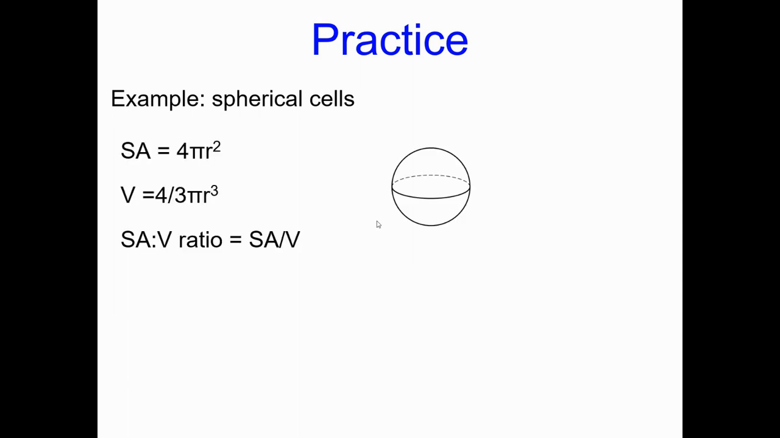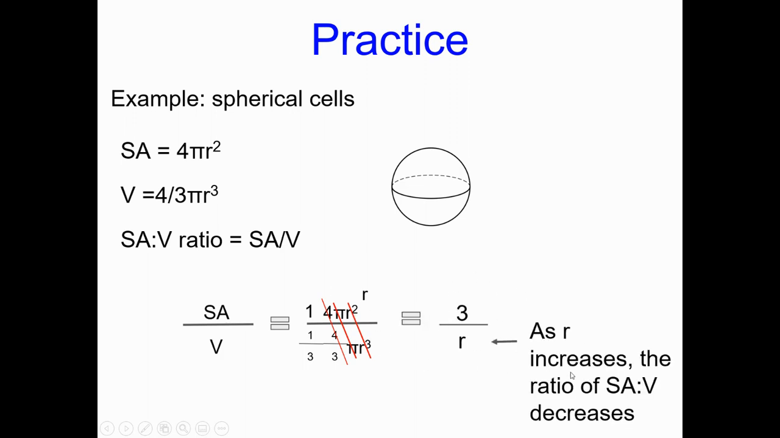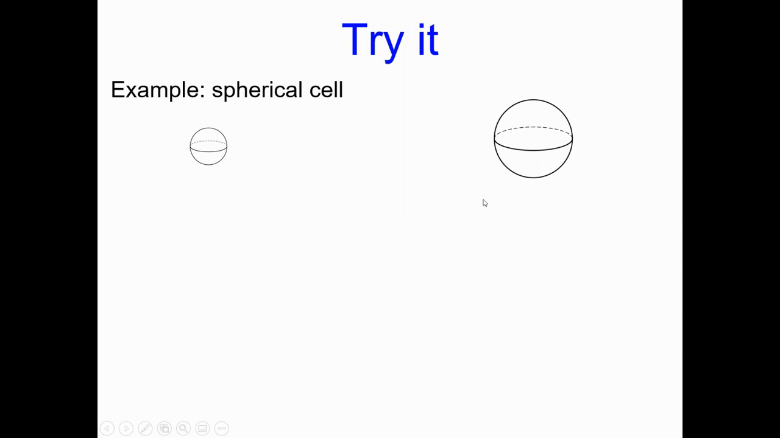And this is going to be the same thing for spherical cells. I won't go through all this dimensional analysis, but if you put the formulas for surface area and volume together, you can simplify these. 4 gets knocked out, so we end up with 1 and then 1 over 3. You can knock out pi, you can knock out r squared, and then you end up with r, and we get 3 over r. So as r increases, the ratio of surface area to volume will decrease. As the radius gets bigger, the surface area to volume will get smaller.